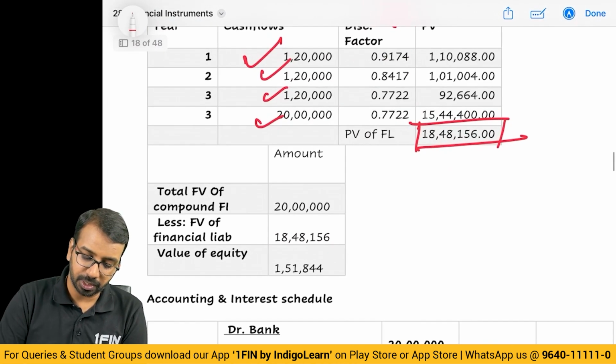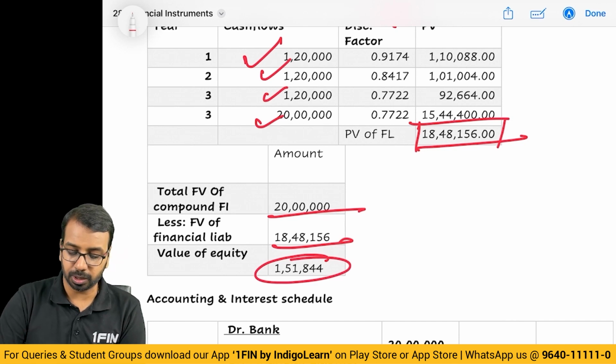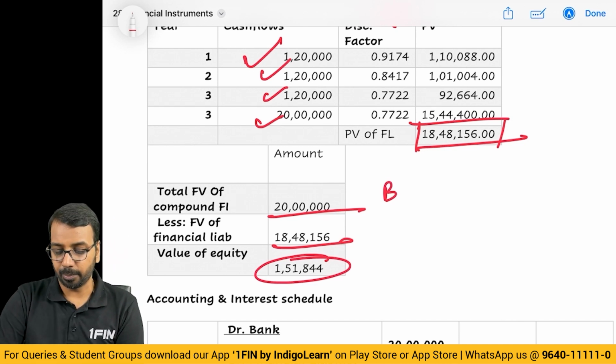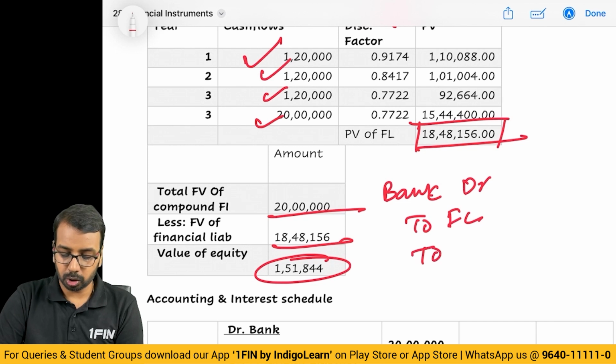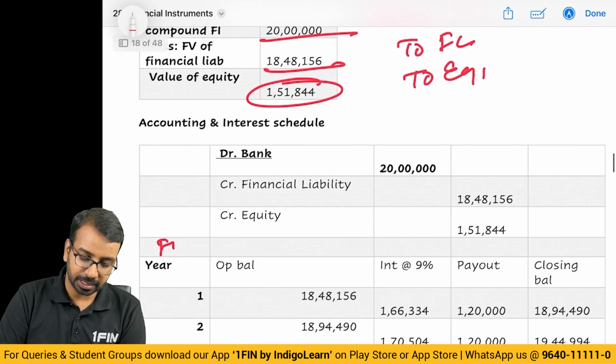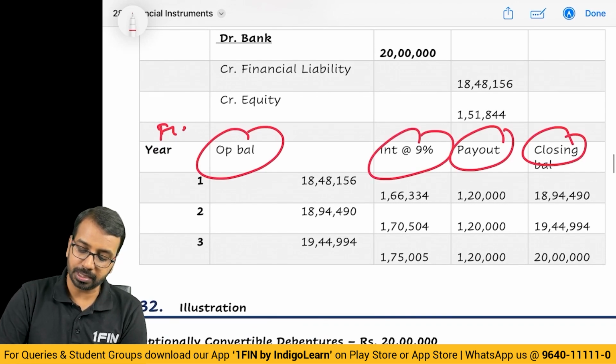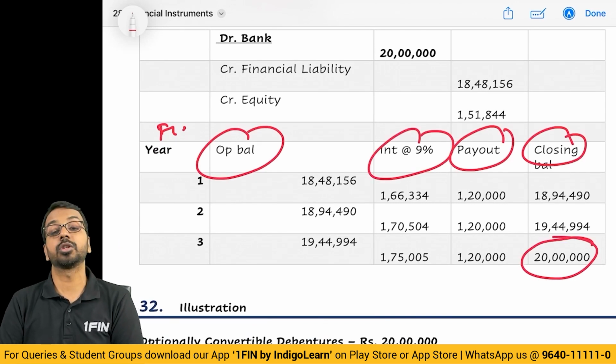The difference between the total value of the compound financial instrument and the financial liability is the value of equity. So at initial recognition, you will say bank debit, financial liability and equity credit. Then for the financial liability, you will prepare a table like this: opening balance, interest, payout, closing balance. So the closing balance of the liability becomes nil.